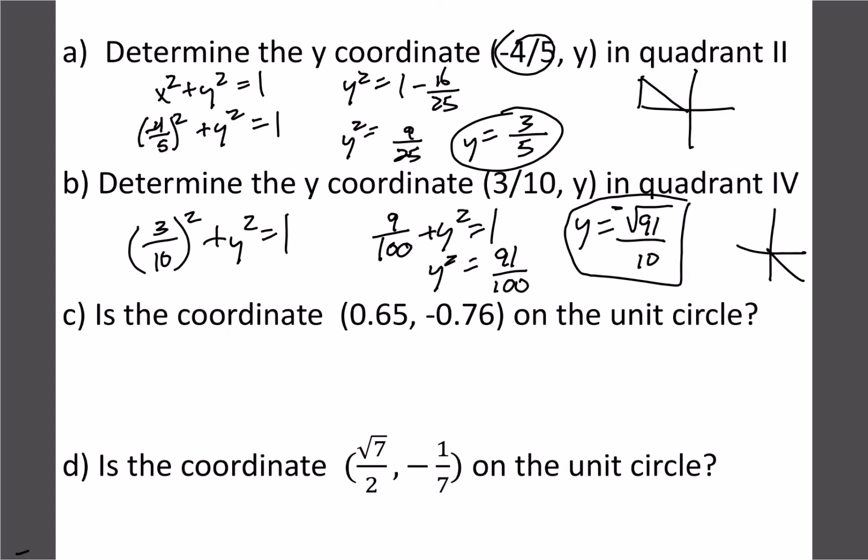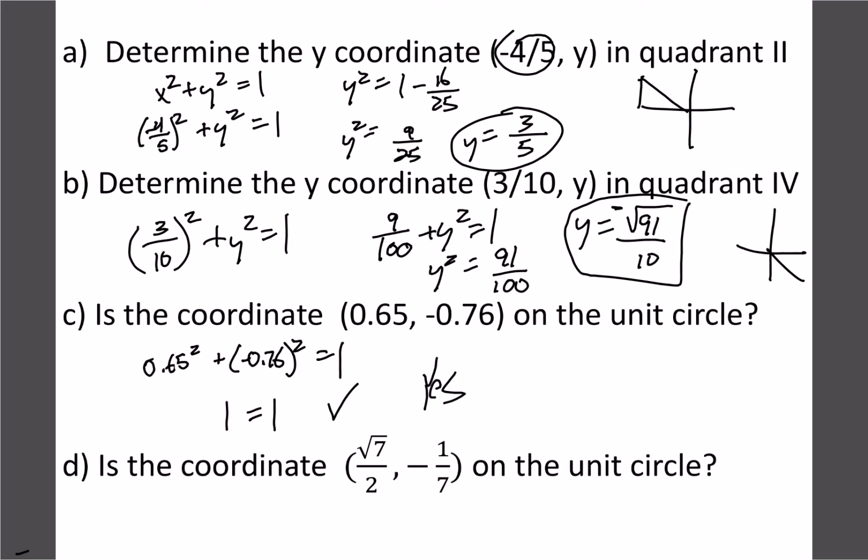Okay, letter C, same kind of thing, but it's decimals. It's just asking, is it on the unit circle? If we put it into the equation where we square both sides, so 0.65 squared plus negative 0.76 squared, we just have to see if that's equal to 1. On your calculator, just type that in, 0.65 squared plus 0.76 squared. That does equal 1. So we'd say yes, it is on the unit circle.